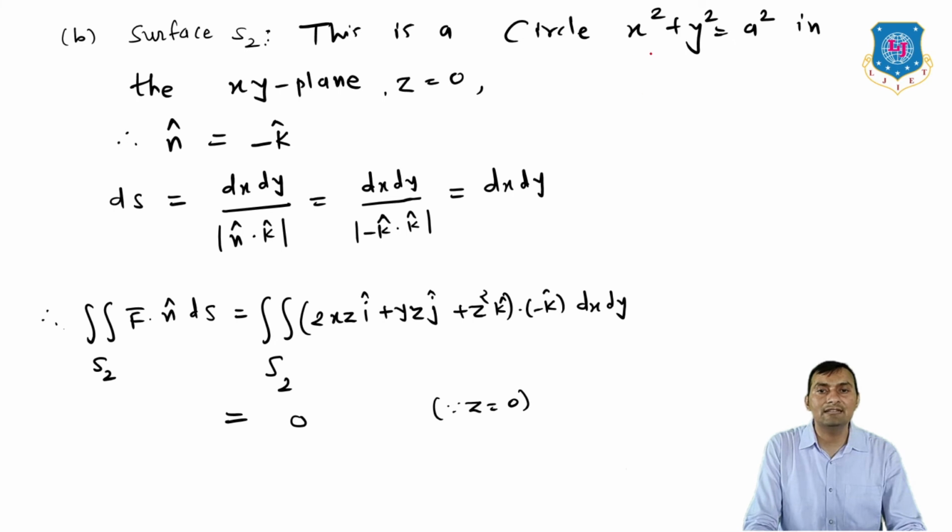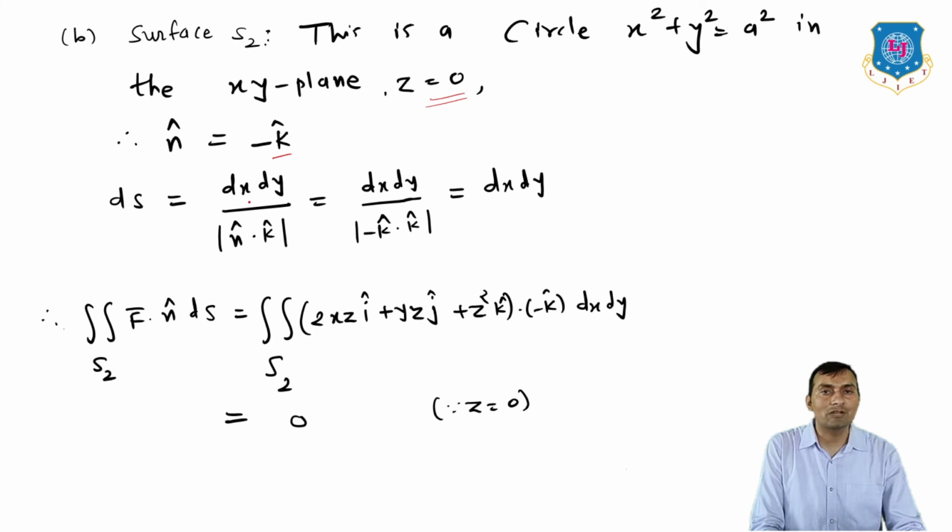Now for the surface S2, which is nothing but in the xy plane, we can say that x square plus y square is equal to a square. That is the equation of the circle, with z equal to 0. In that case, you can notice that its outward unit normal vector will be in the downward direction. Therefore we have minus k cap.